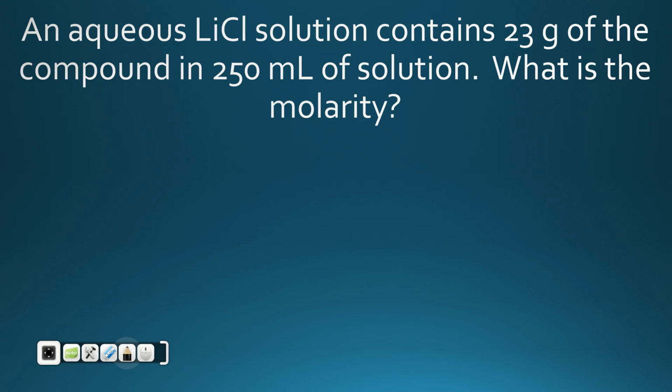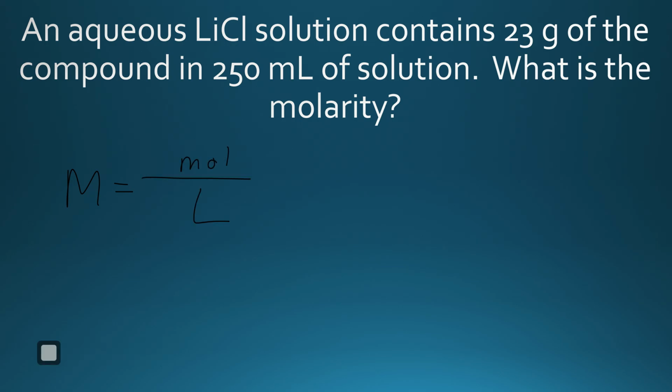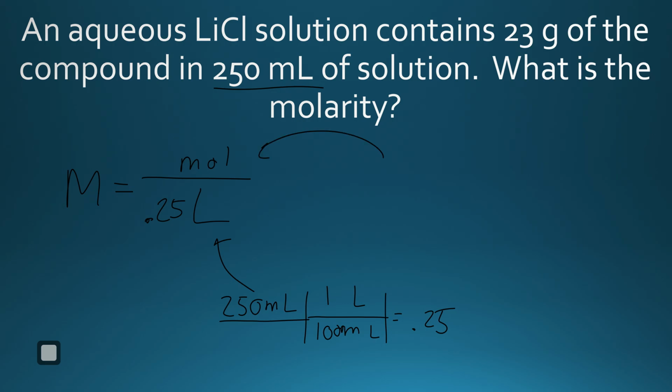All right, here's one where we have to change both. I'm solving for molarity, moles on top, liters on bottom. This time I'm given milliliters, so I do need to convert milliliters. So it would be milliliters on the bottom, liters on top. 1 liter is 1,000 milliliters. So 0.25 liters is on the bottom. For the moles, I'm in grams, 23 grams of LiCl. Grams on the bottom, moles on top, 1 mole.